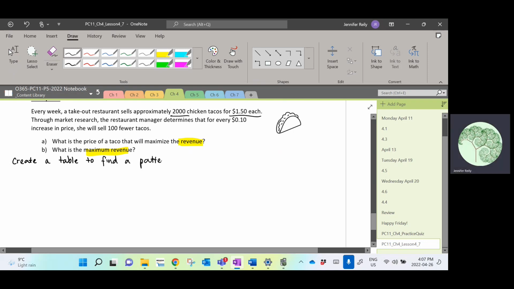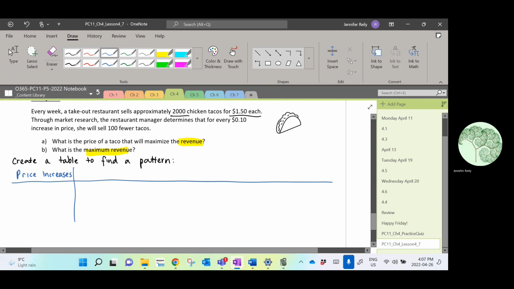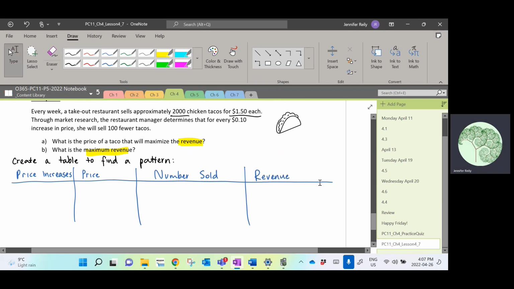And you always want to set up your table in the same way, right? So it's going to be 4 columns. Price increases. We're going to do price. We're going to do numbers sold. And we're going to do revenue. Okay, which is what we want to maximize.